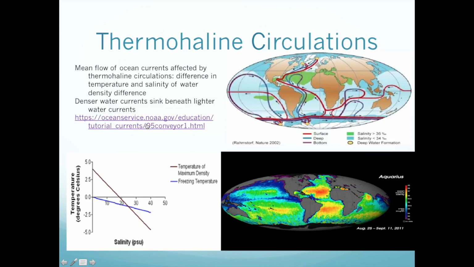So another reason for the ocean circulation is the thermohaline circulation, which depends on the difference in temperature and salinity, which in turn determine the density of the seawater, and as a result determine the flow of the ocean.